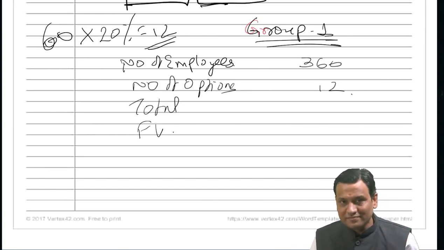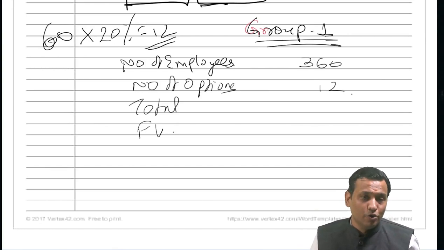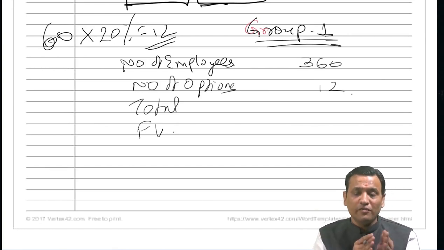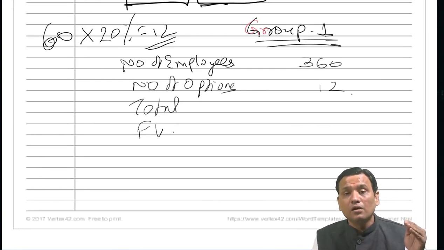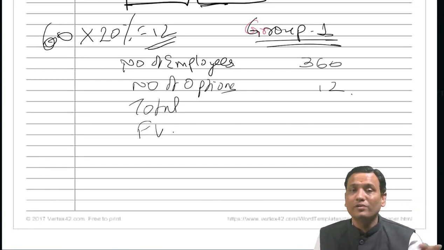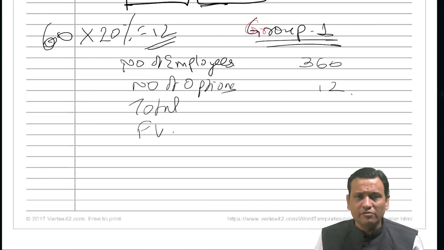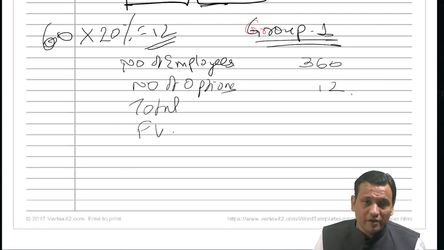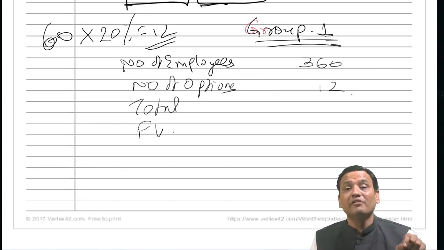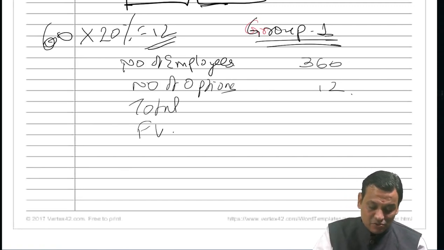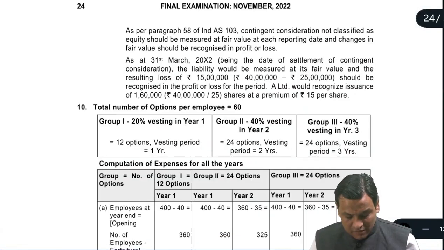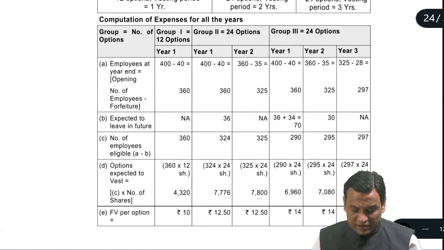expense for group 1. Whereas for group 2, what will you do? For group 2, number of employees expected, we will obviously reduce those who are expected to leave in year 2, and then whatever is the total fair value, that will be divided by 2 for year 1 and year 2, and so on. And for year 3, we will expect how many employees will be there at the end of year 3, and whatever is the total fair value, that will be divided by 3 years. So we will be getting the solution based on this. Yeah, so not a big stuff here, friends.